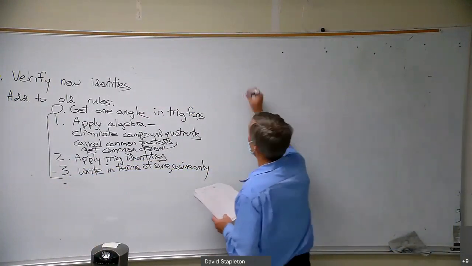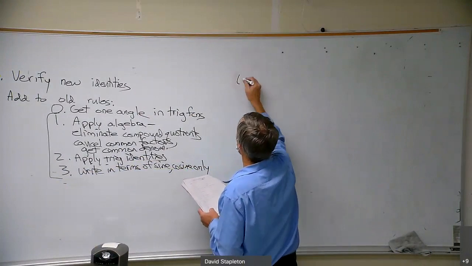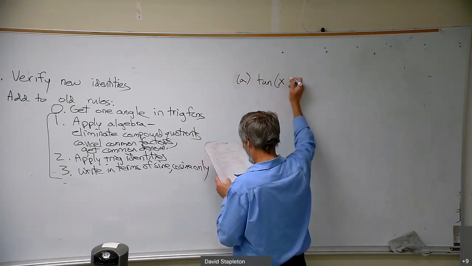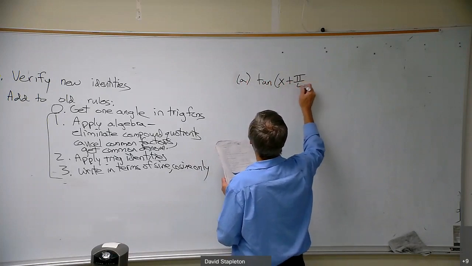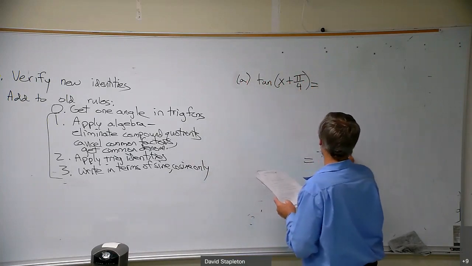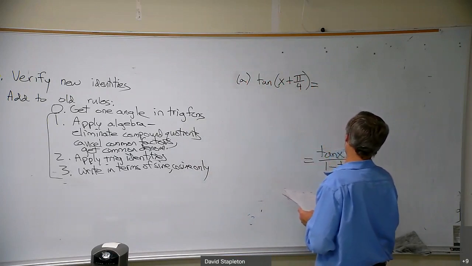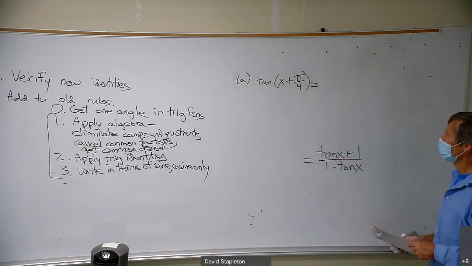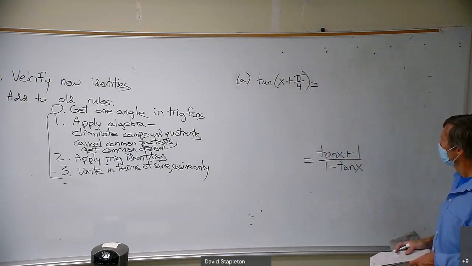Here's one here. I wanted to verify that tangent of x plus pi over 4 is equal to tangent x plus 1 over 1 minus tangent x. Nobody memorizes this identity, but you can figure it out from the identities we had. And on some of these, you kind of use that duck rule. If it looks like something you've seen before, you try and use that.